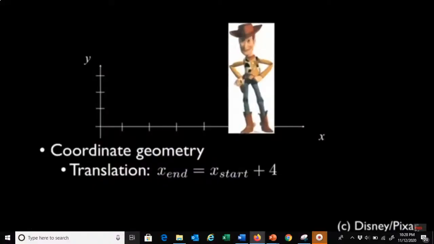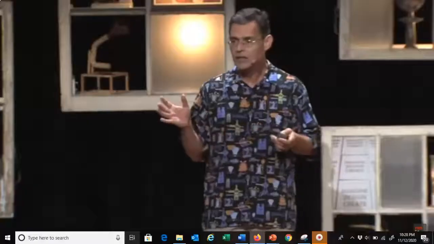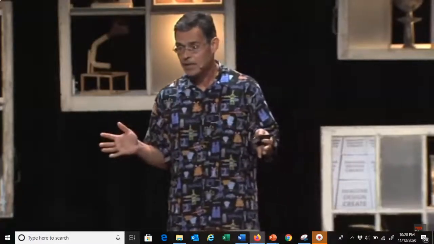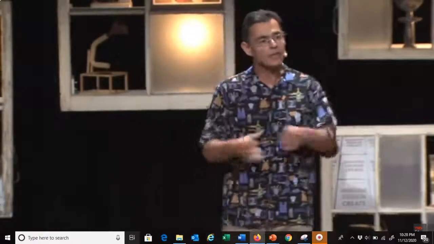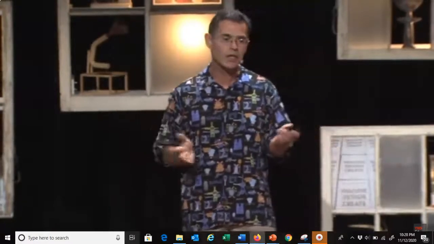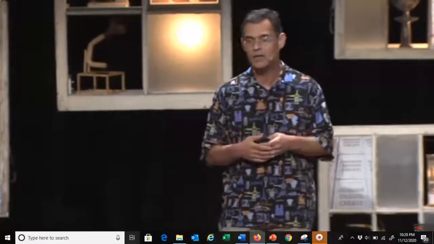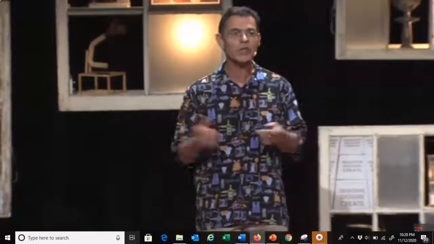All right? How about scaling? That is, making something bigger or smaller. Any guesses as to what the mathematics of scaling might be? Dilation? Multiplication, exactly. If you're going to make something twice as big, you need to multiply the x and the y coordinates all by 2. So this shows us that the mathematics of scaling is multiplication.